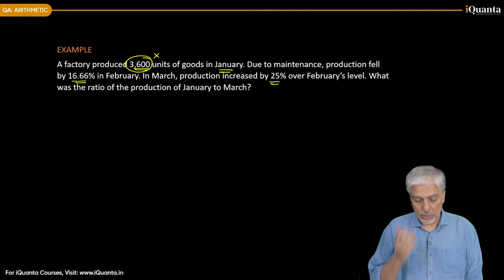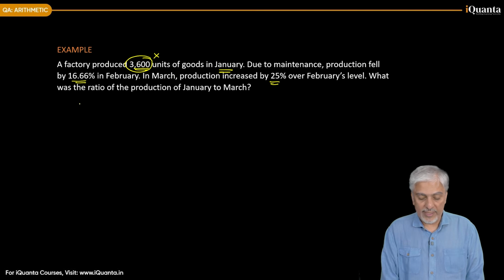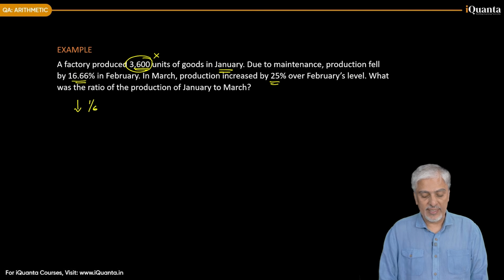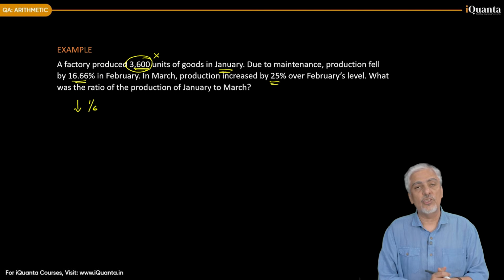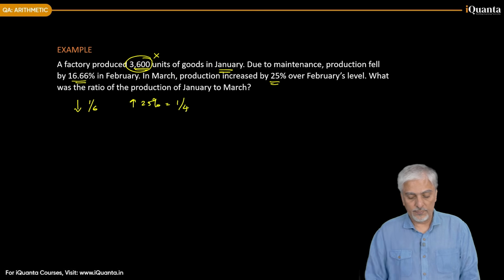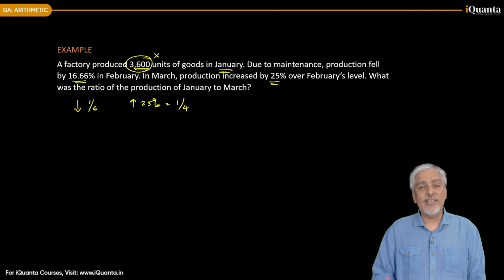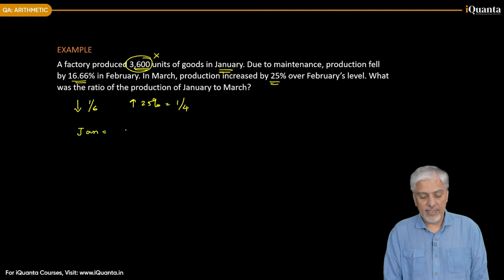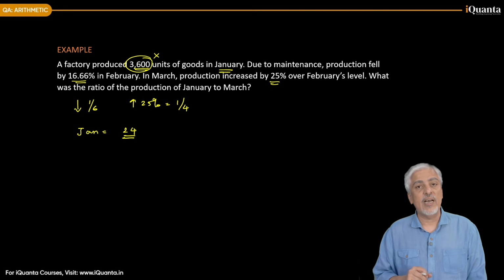Okay. So there were two changes. One, there's a fall of 16.66%. 16.66 is 1 by 6 from our list of fractions to percentages. This is 1 by 6. And then there's an increase of 25%, which is 1 by 4. What was the ratio of Jan to March? So 6 fours are 24. So we can start Jan production as 24 units because finally everything is asked in terms of a ratio.